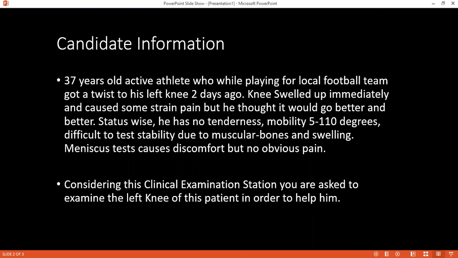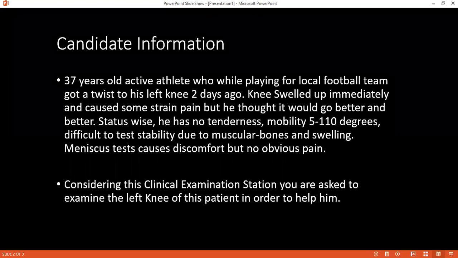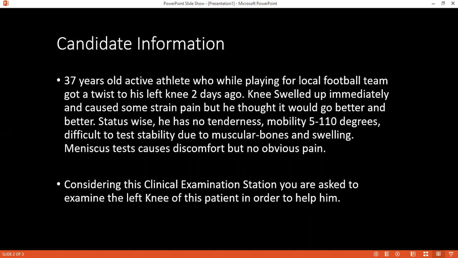On palpation, temperature was equal and normal, and there is some tenderness over the left knee joint, and there is no discrepancy in any muscles. Yes, after examination, what is your provisional diagnosis for this patient? My provisional diagnosis is medial collateral ligament tear. Good.